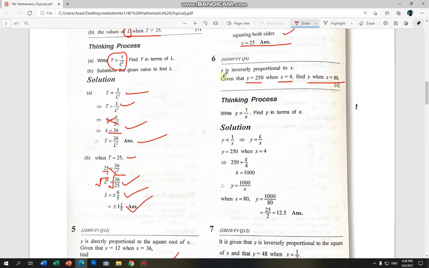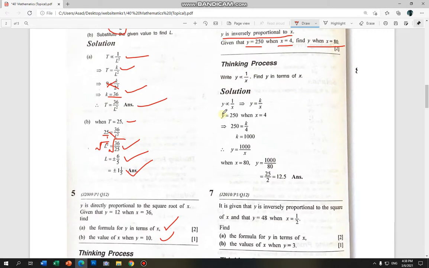Now it is given that y is inversely proportional to x. Omitting this proportionality sign, we introduce the constant k. Y is equal to k over x. Putting these values, y is equal to 250, x is equal to 4. Now again cross multiply this, k is equal to 1000. Put this value k is equal to 1000 here, you will get y is equal to 1000 over x. Putting the value x is equal to 80, you have to find the value of y. So y is equal to 1000 over 80, it will give you 12.5.